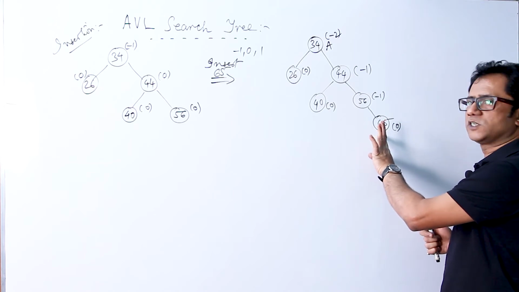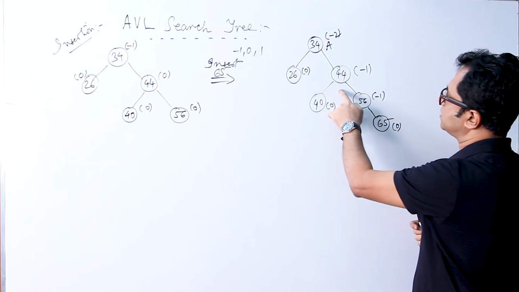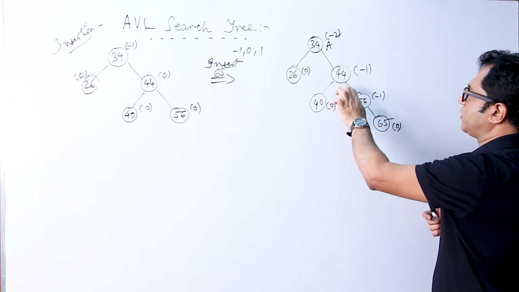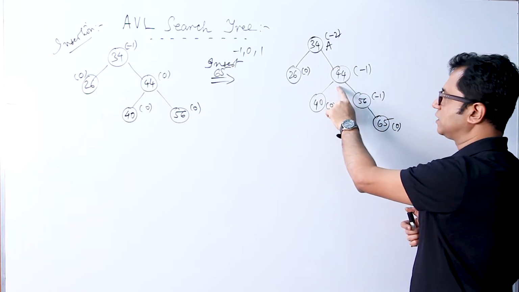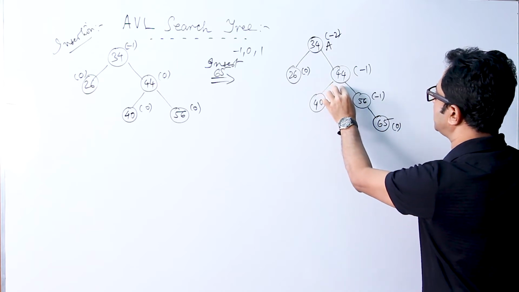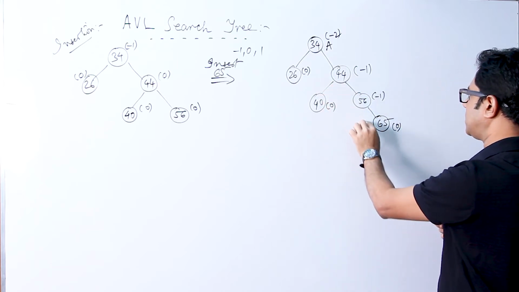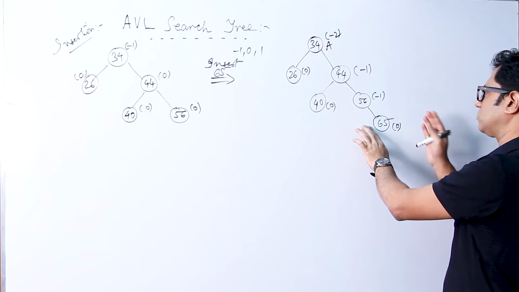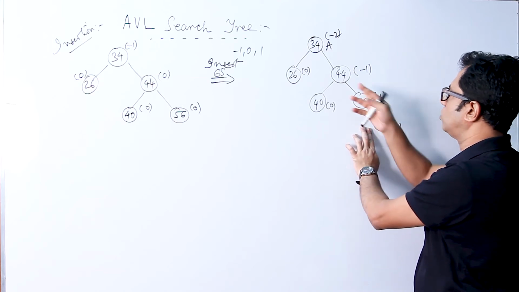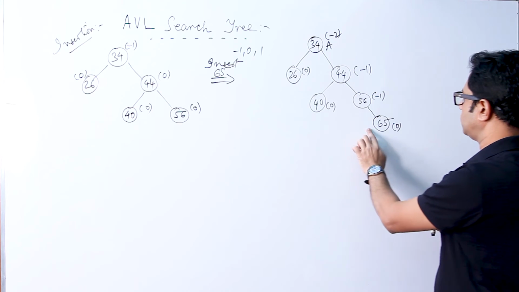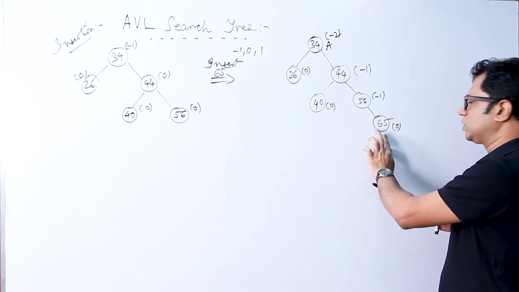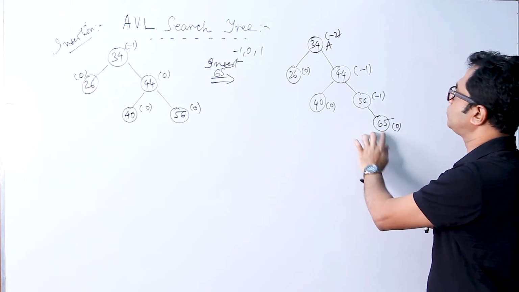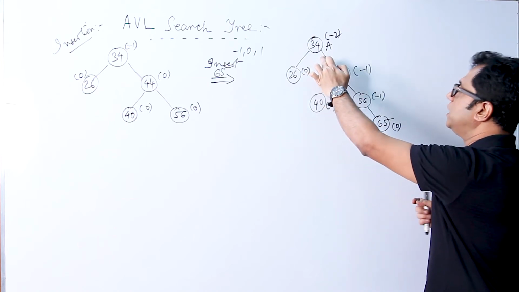The newly inserted node is present on the right subtree of the right subtree of node A. See this? The right subtree of node A starts from the node containing the value 44, and after that we see that this 65 has been inserted in the right subtree portion of the node containing the value 44. So the new node is inserted on the right subtree of the right subtree of node A.